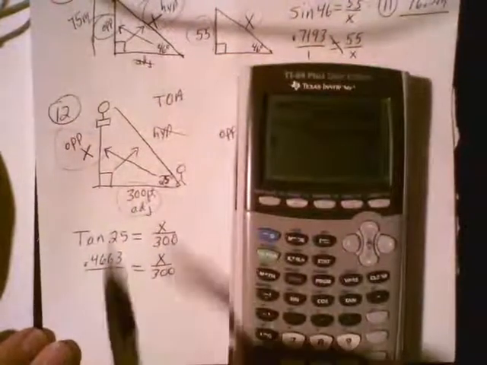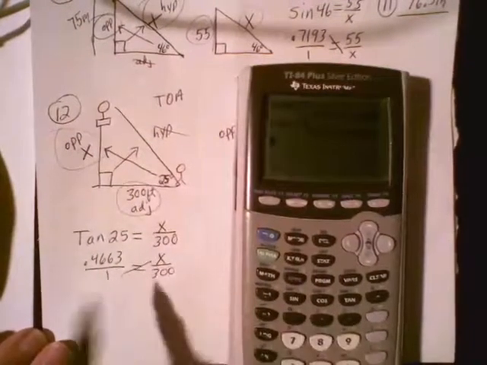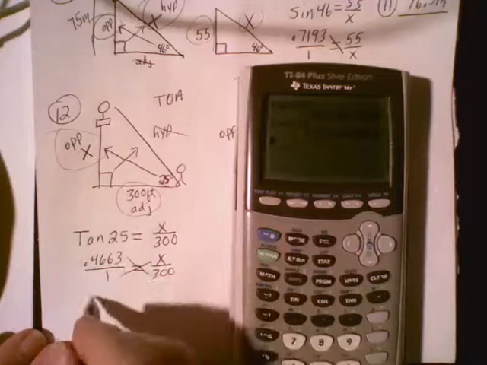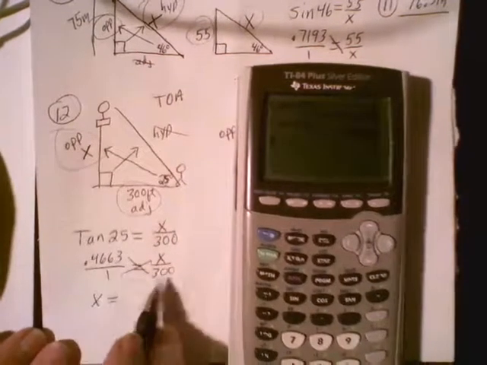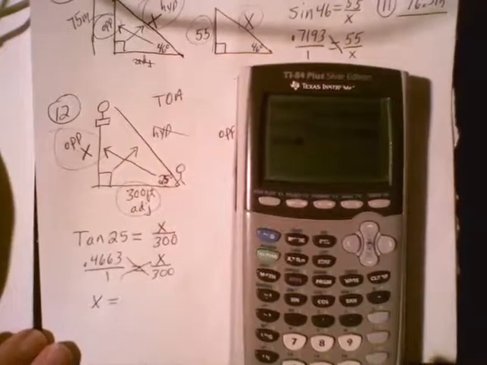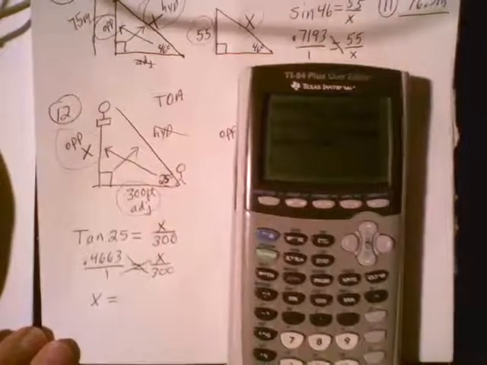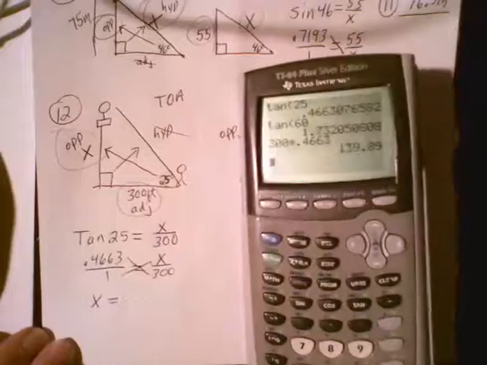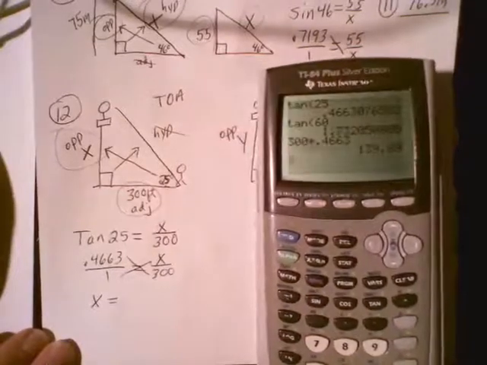When we cross multiply here, we're just going to get 1 times x. So our answer over here for x is just going to be whatever 300 times that decimal is. So 300 times 0.4663, and I end up with about 139.9.